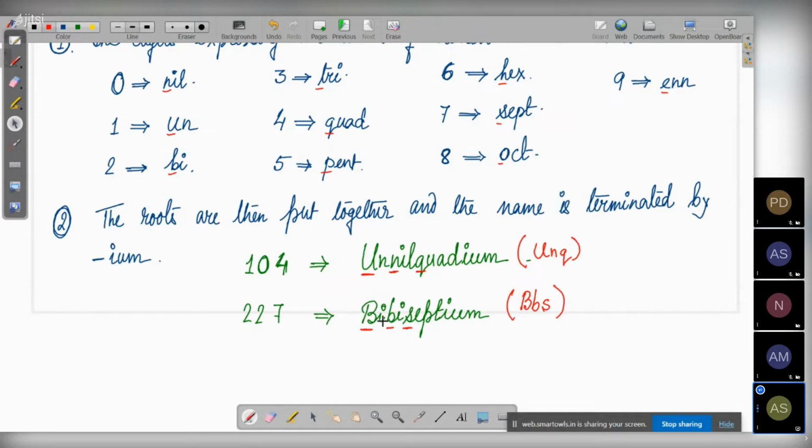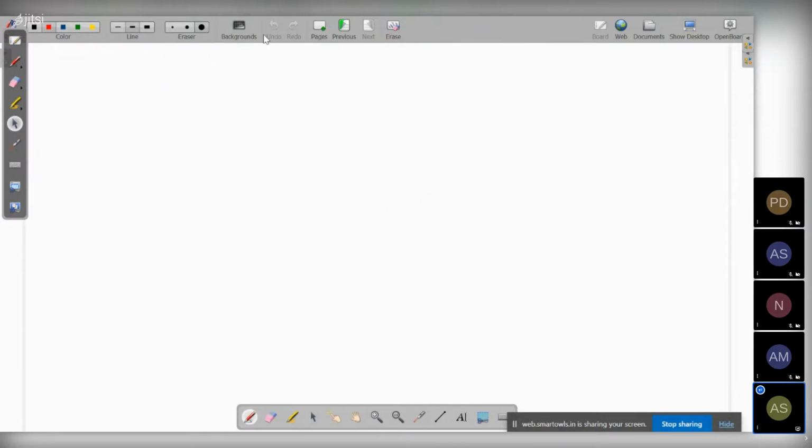You do not even need to memorize them. Even though it looks like such a complicated name, it is complicated only if you do not know the rules. Once you know the set of rules, it is very simple. So this is how you are going to name them according to the IUPAC format.